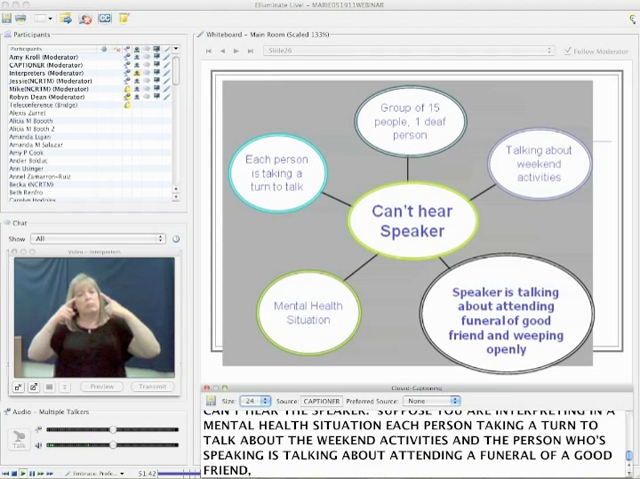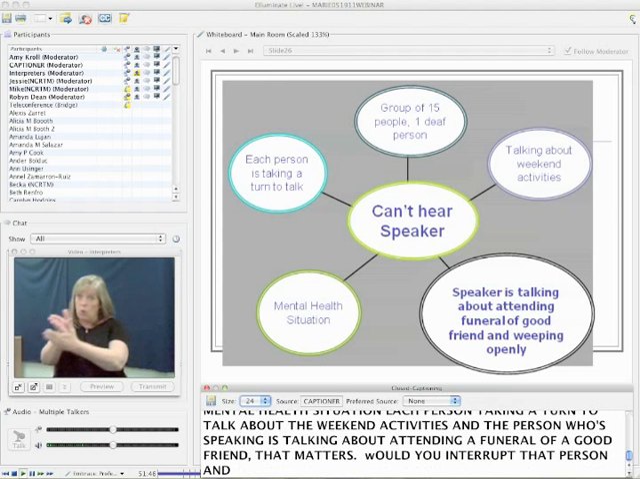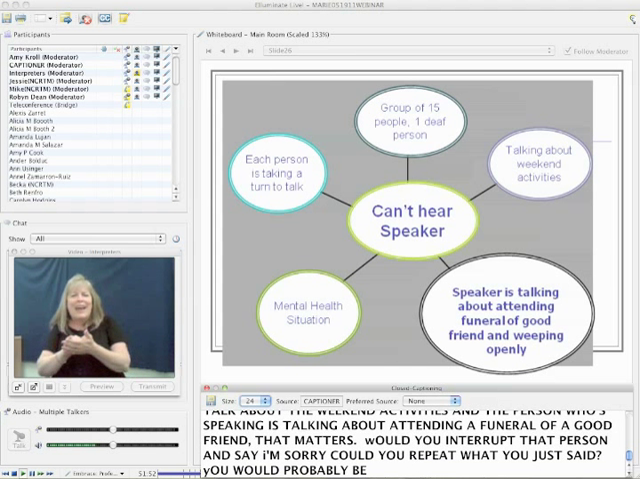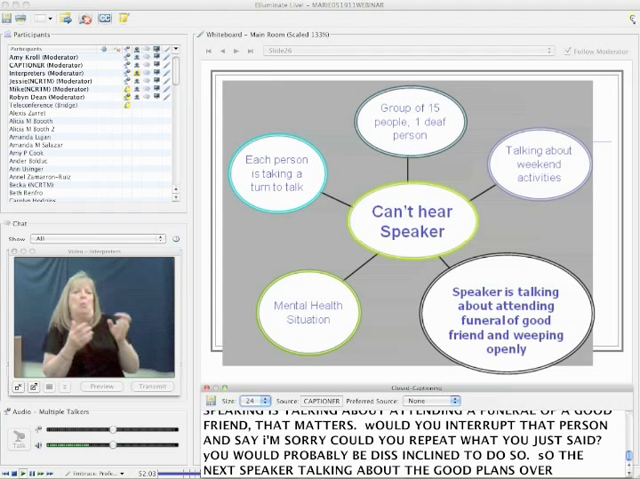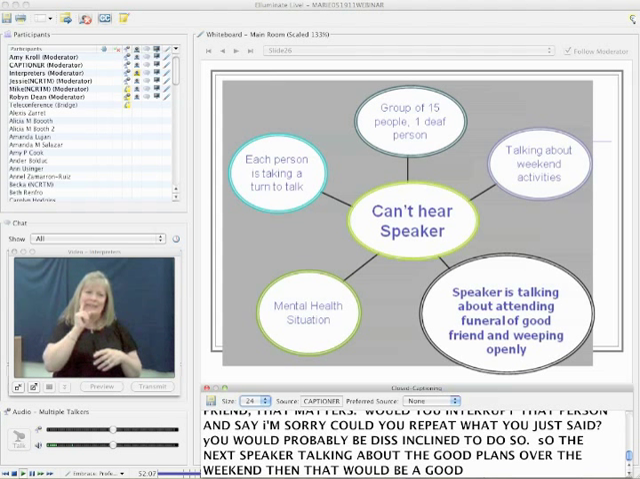That matters. Would you interrupt that person and say, I'm sorry, could you repeat what you just said? You'd probably be disinclined to do so. And yet, if you change just one concurrent demand, and the next speaker is talking about a good time they had with friends over the weekend, then interrupting that person would make good sense. But it would not make good sense in a highly emotional situation. You may choose to turn to the deaf person and say, I can't understand her. She's talking about this, that, or the other thing, and explain to him in third person.